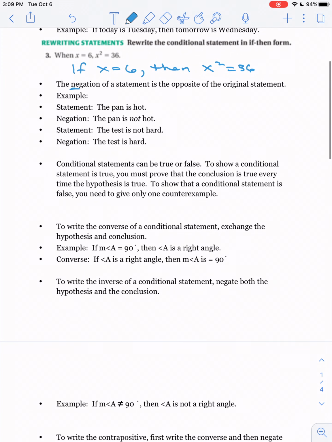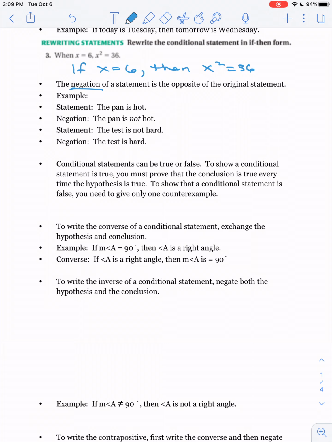The negation of a statement is the opposite of the original statement. So if my original statement is the pan is hot, my negation is the pan is not hot. But if my original statement is the test is not hard, then the negation is the test is hard, because we would not say the test is not not hard. So we'd say the negation is the test is hard.